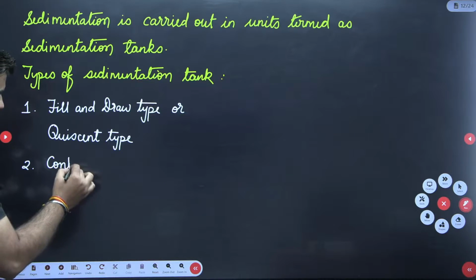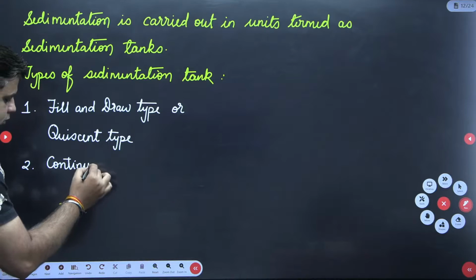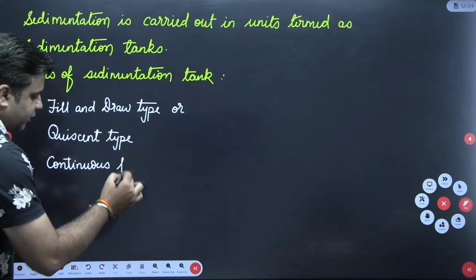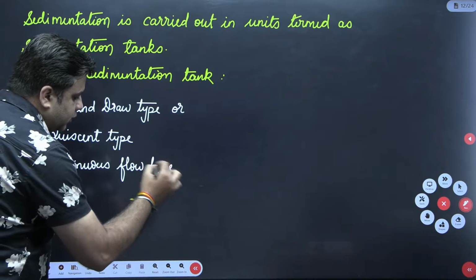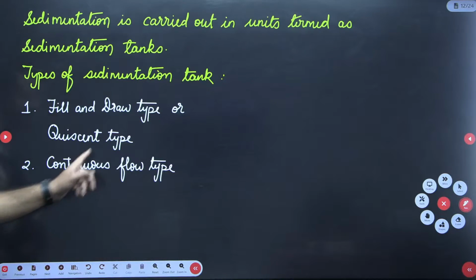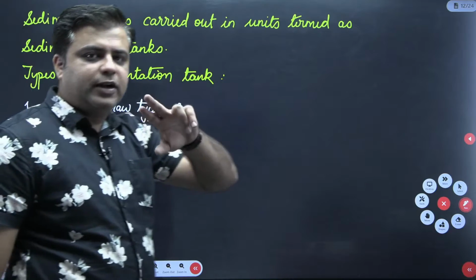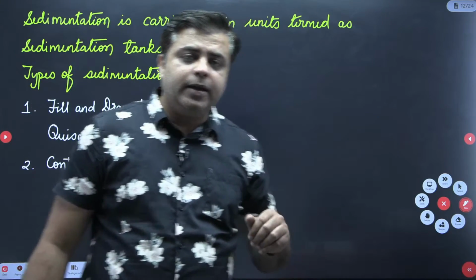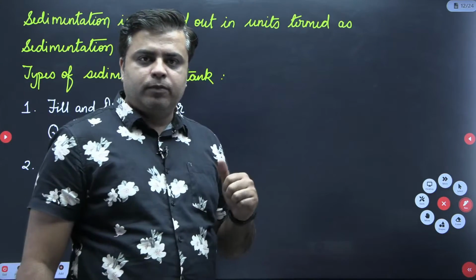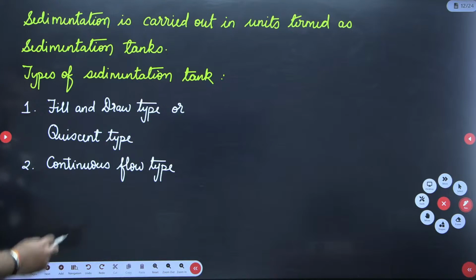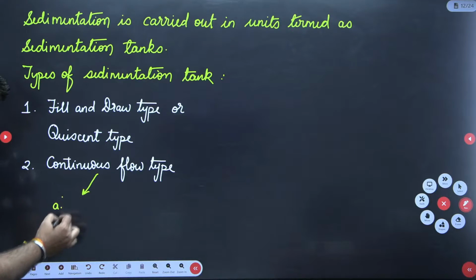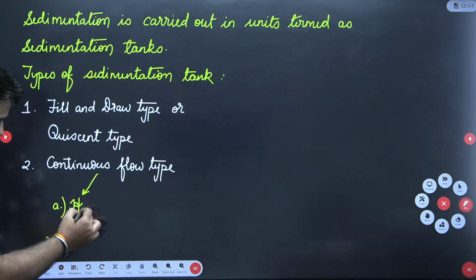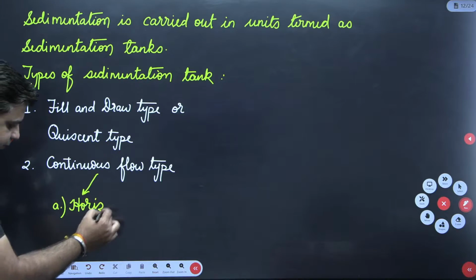Continuous flow type sedimentation tank. Now this continuous flow type sedimentation tank is also further divided into two categories based on the direction of flow. If the flow is taking place in the horizontal direction, it is known as horizontal flow type continuous sedimentation tank or horizontal flow type tank.